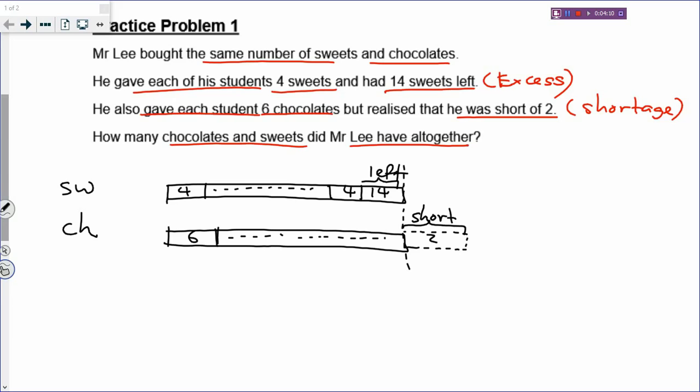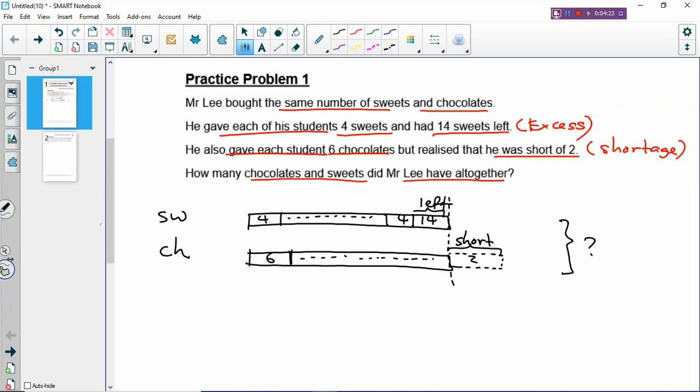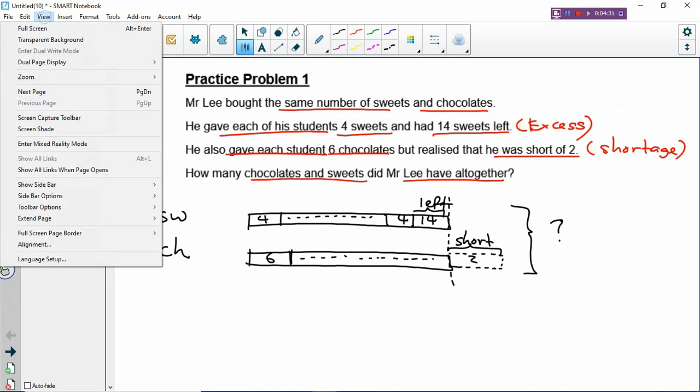So how many chocolates and sweets did Mr. Lee have altogether? Where do you put your question mark? You can put your question mark like this. How you want to put it is up to you. Let me bring it a bit nearer. Something like this. So how many sweets and chocolates altogether? And your model is done.